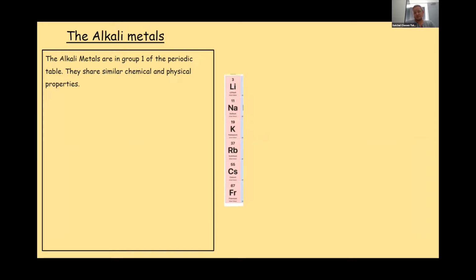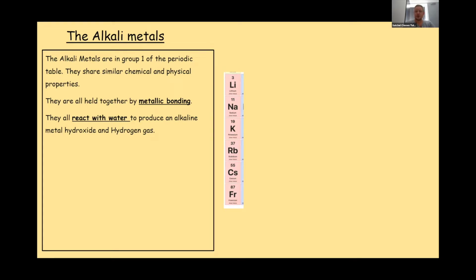This is group 1. As you can see, we've got 6 members of group 1. They're all held together by metallic bonding because they are metals. They all react with water to produce an alkaline metal hydroxide and hydrogen gas. And the general equation for this is alkali metal plus water. When you react them, they make the products metal hydroxide and hydrogen.